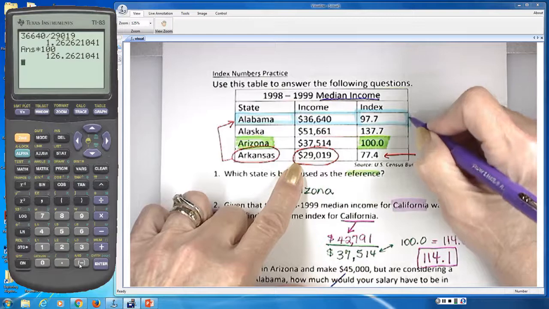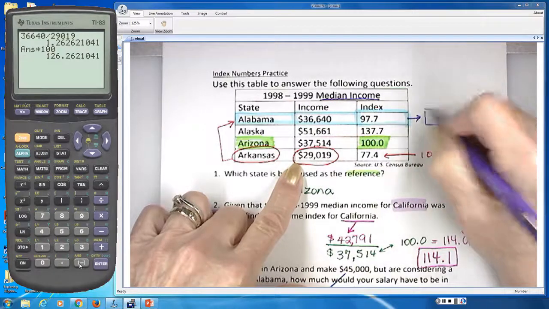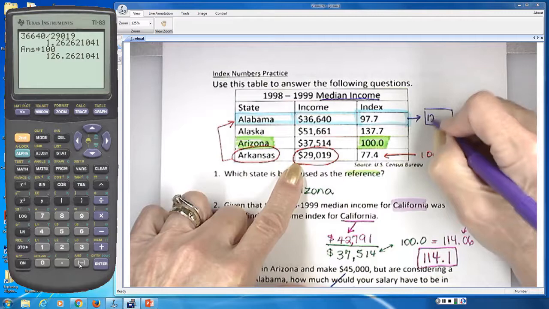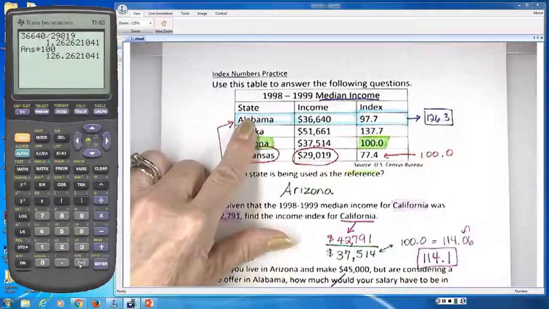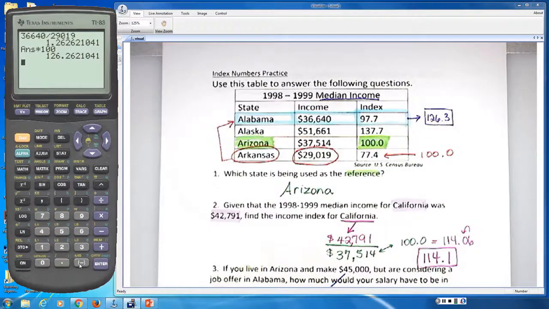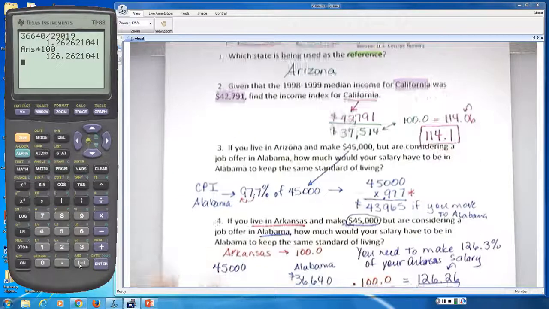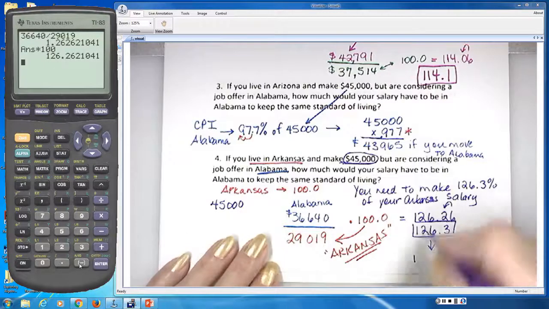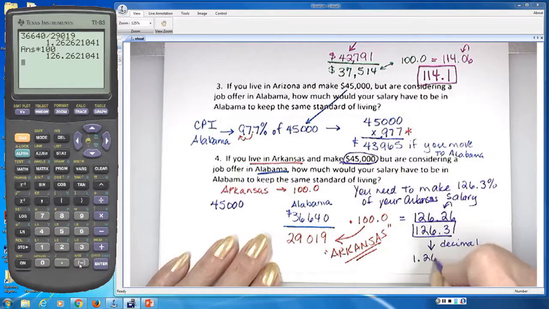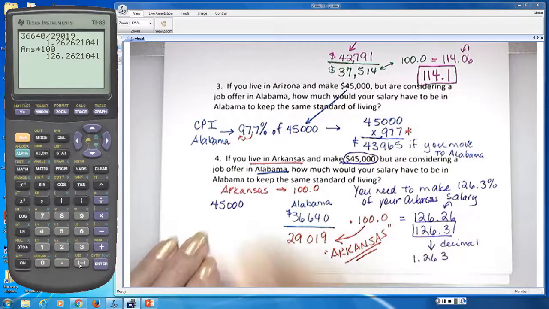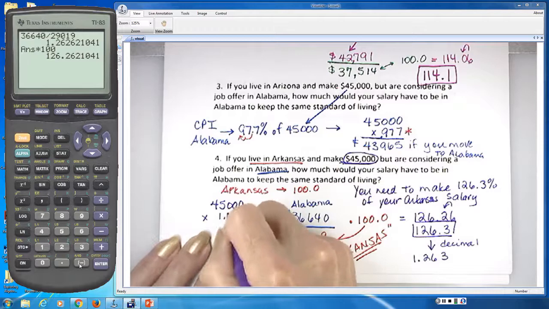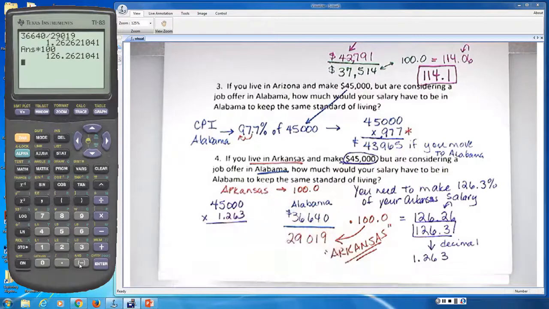And that means that we would have to come up with a new index, which we did for Alabama. So then when I multiply, I need to move this back to 1.263, and I'm going to multiply 45,000 by 1.263, times my 45,000 that I personally make.